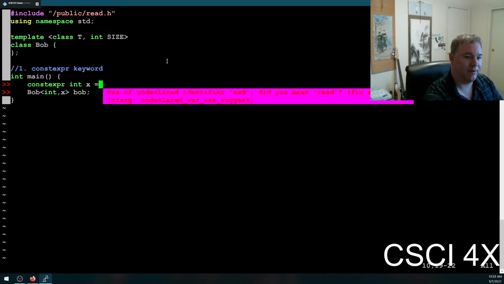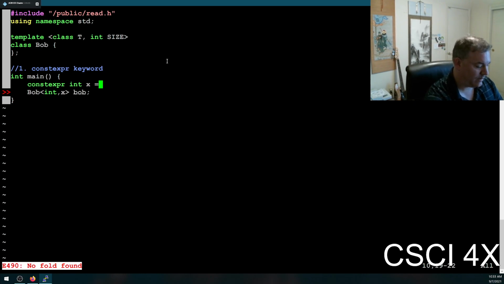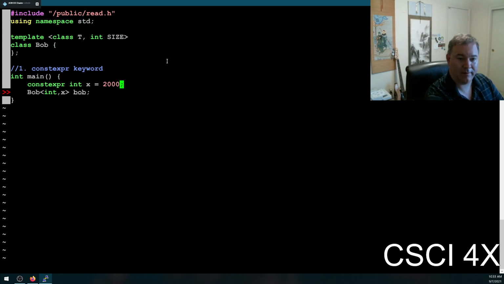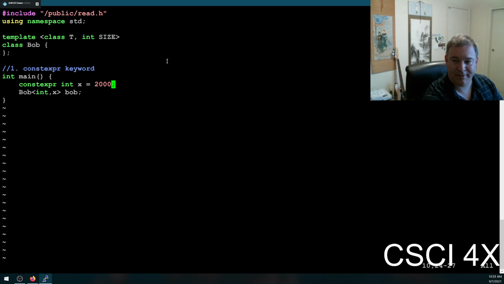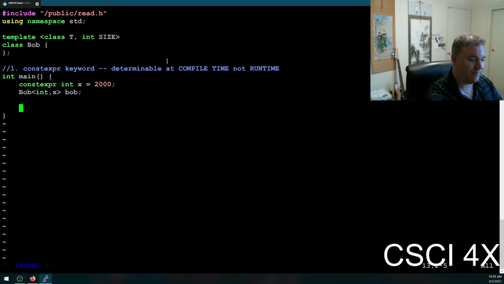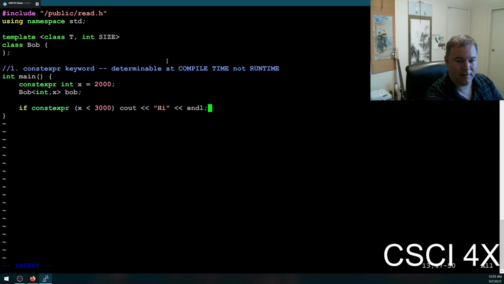Okay, so this will work, but it must be determinable at compile time, not runtime. And there is also constexpr if. So if constexpr x is less than 3000, cout high, else cout bye.